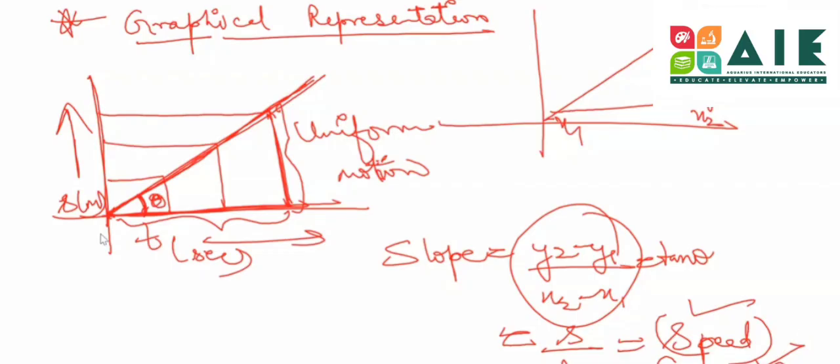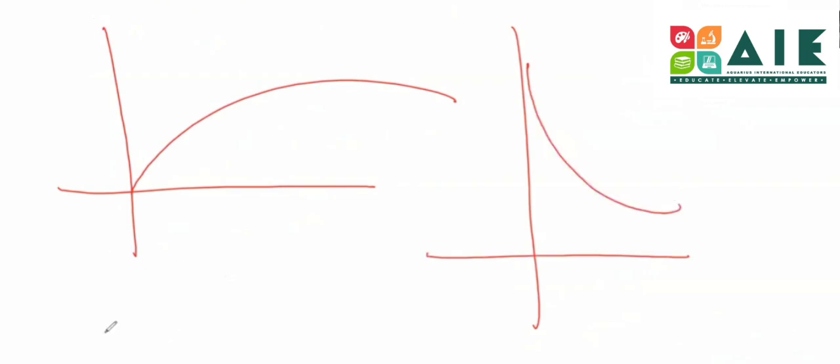Great. Now let's move to what type of graph they are going to give you. So basically, how do they give? They will give you a graph like this. They will give you a graph like this. Right now we are discussing the displacement time graph only.